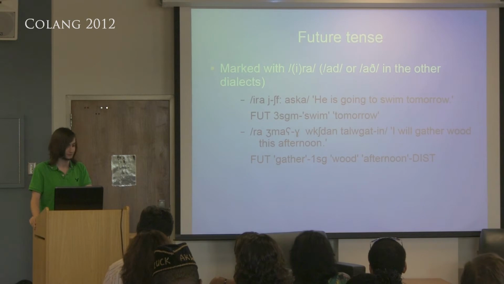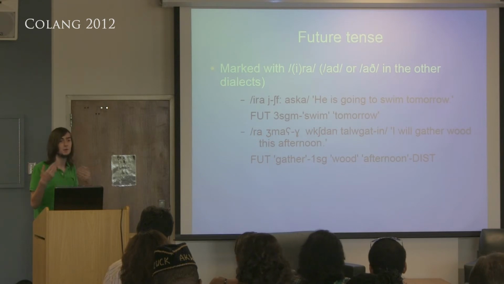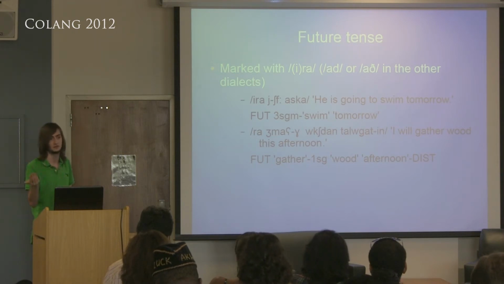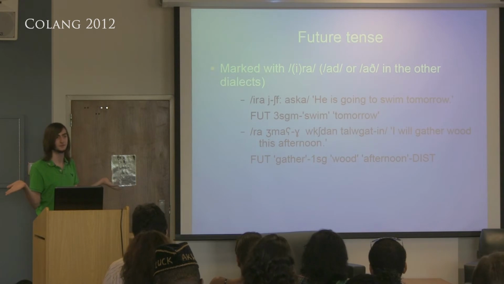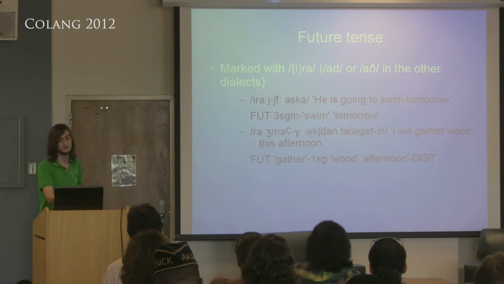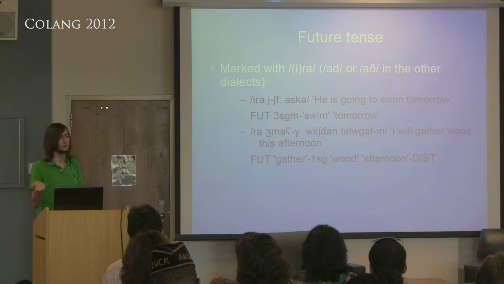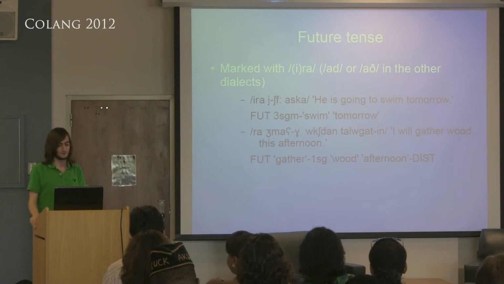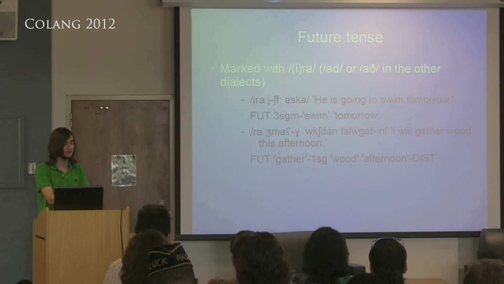Future tense is marked with this element ra or ira. They appear to be mostly in free variation. Amazigh seems very comfortable using them both. In the other dialects, they appear as ad or ad, depending on the environments for spirantization. But so you see, ire shuf aska, he is going to swim tomorrow. It's just marking that pretty simply. And then another example here, just showing that the marker can vary between ra and ira.